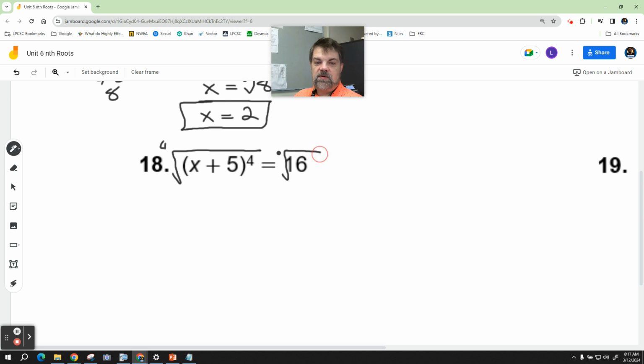And whatever we do on one side, we have to do to the other. So remember, when we take the fourth root of a fourth power, we're left with the base. So this simplifies to just x plus 5. And the fourth root of 16. Is there a number that we raise to the fourth power that equals 16? If you guys were to guess, what do you think it is?